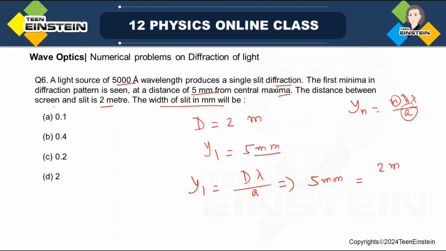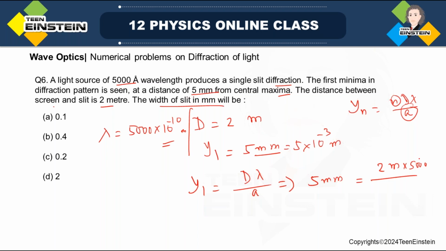So I can write this as 2 meter. Lambda is given in angstrom, 5000 angstrom. We can bring all of them into the same unit. Let us write this as 5 into 10 to the power minus 3 meter. Lambda is given as 5000 angstrom, which we can write with 10 to the power minus 10 meter.